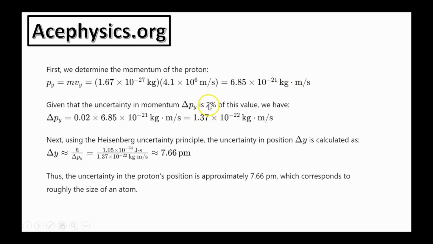Given that the uncertainty in the momentum is 2% of this value, we take 0.02 multiplied by that, and this produces the uncertainty in the momentum of the particle. Now, the Heisenberg uncertainty principle tells us that delta y times delta p_y has to be greater than or equal to h bar over 2. And so we're going to say that delta y is approximately h bar over delta p_y, and we can plug in these values, and that's equal to 7.66 picometers. This is about my vertical jump on a good day. And so thus, the uncertainty in the proton's position is approximately 7.66 picometers, which corresponds roughly to the size of an atom.